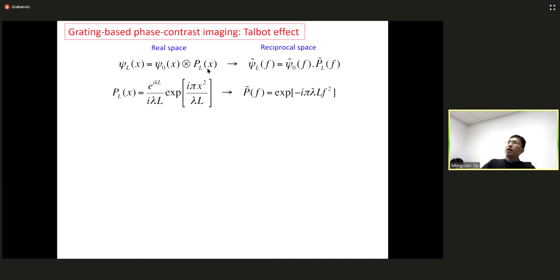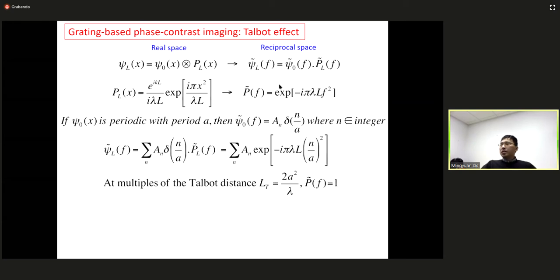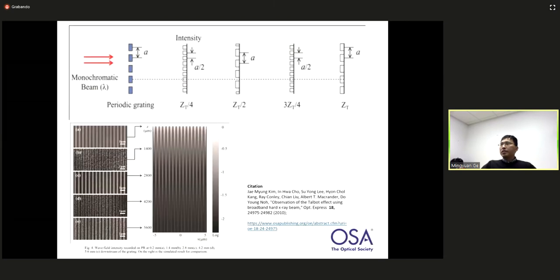Okay, the second phase contrast imaging technique is called grating-based imaging. Grating-based imaging really takes advantage of the Talbot effect. I will not go into details, but we will just show the result. If we have a grating like this one with a period A, when a beam passes through it, it will form a self-image at different lengths, at discrete lengths.